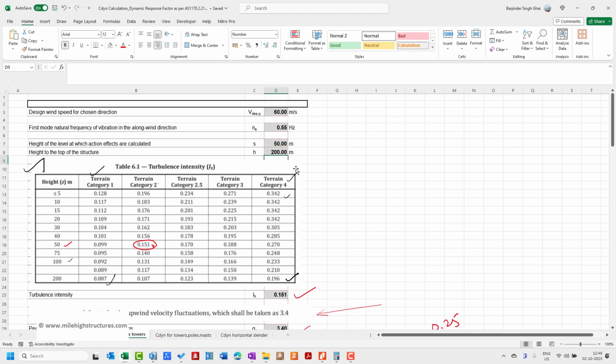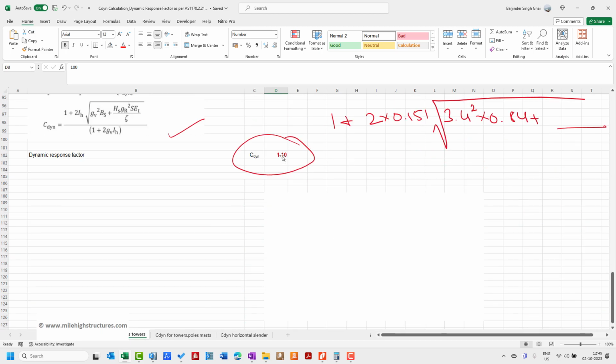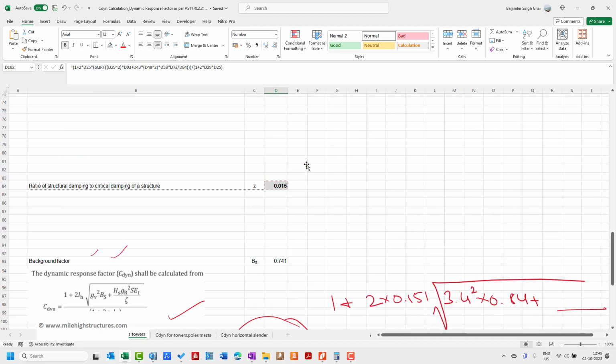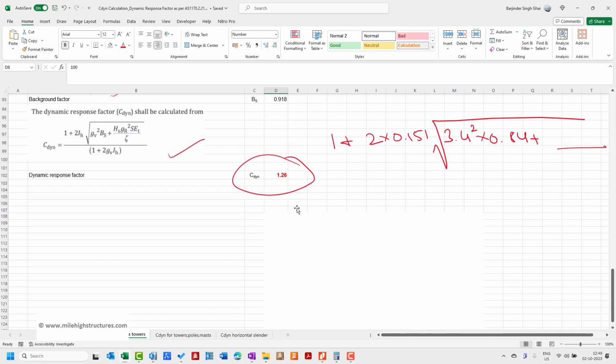Or in the second case, we can assume that the building is getting taller, so we can keep it here as 200 meters. One more thing, let us assume we have to calculate the value at the base itself. So S we can take as 0 and H we can take as 100. The value of Cdyn becomes the maximum, that is 1.1. Similarly, if we put the value here as 100, we get the value as 1.26. That is the maximum value, that is, we are getting the value of the Cdyn at the top level.